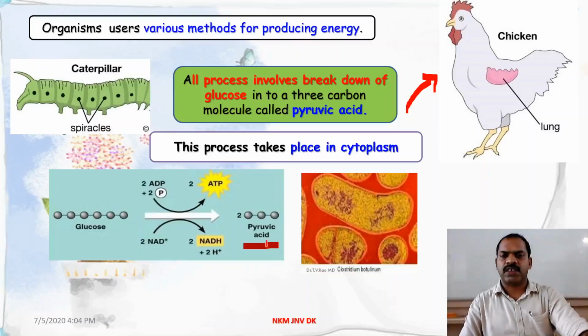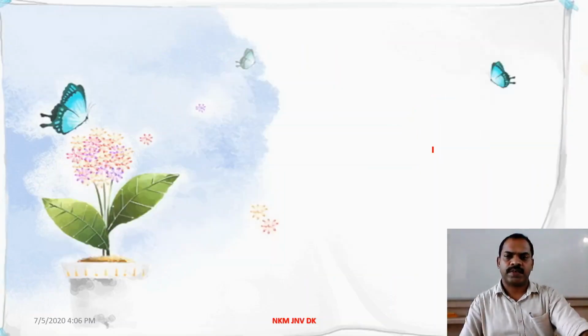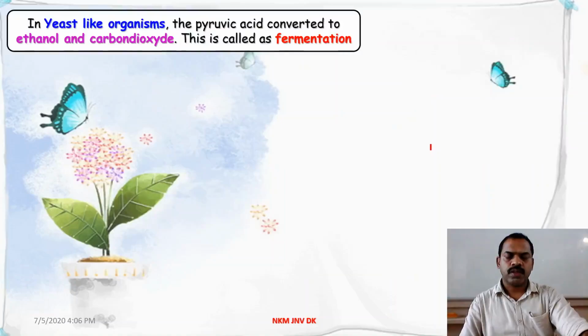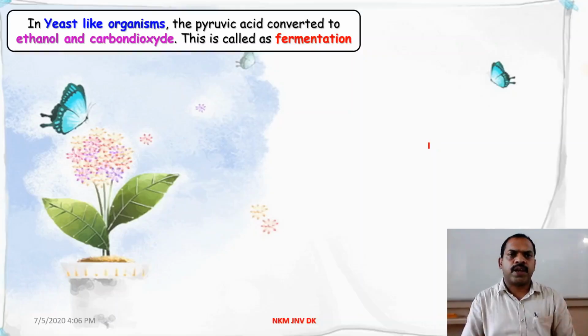Glycolysis takes place in the cytoplasm. Whether it is a bacteria or fungi or human being, plant, animals, this is common in all organisms: glucose to pyruvic acid. When you come to the next level, in yeast-like organisms, yeast and some other organisms, they convert the pyruvic acid into ethanol and carbon dioxide. This is called fermentation.